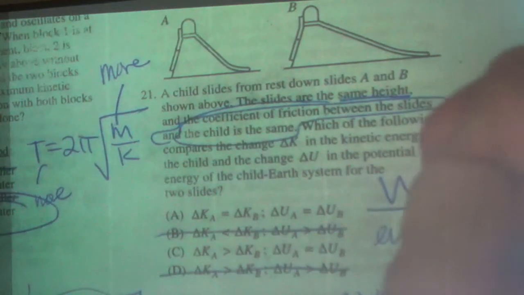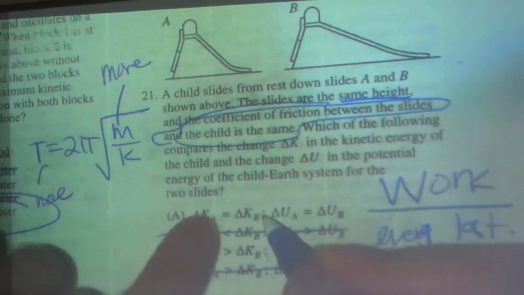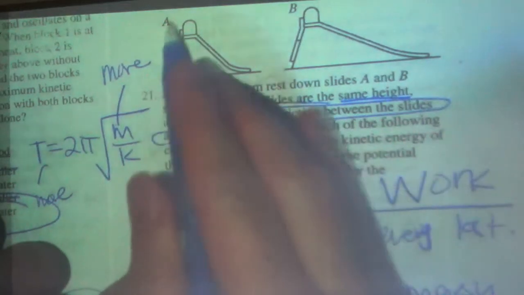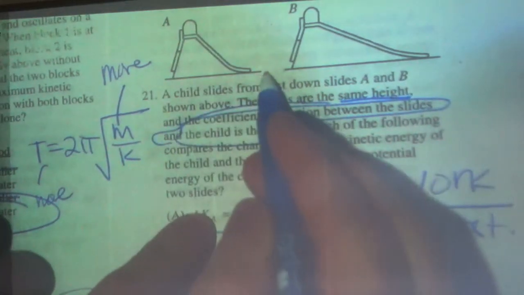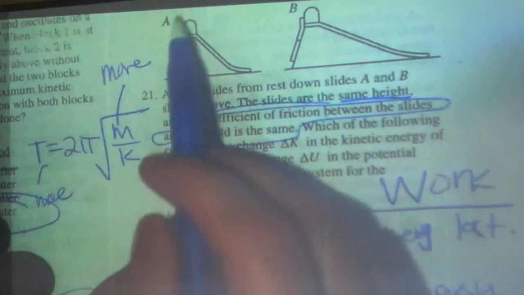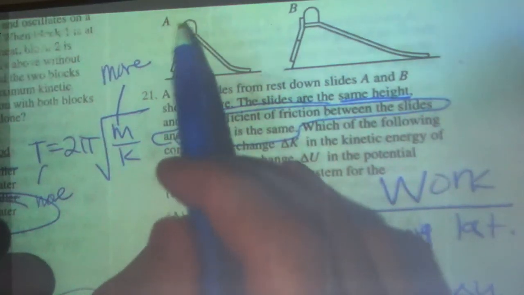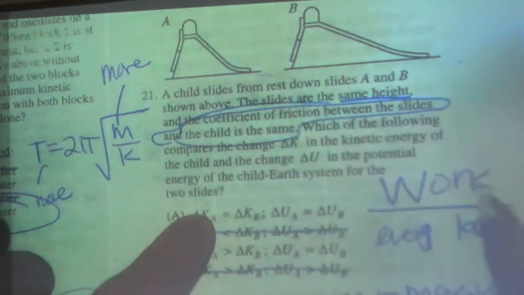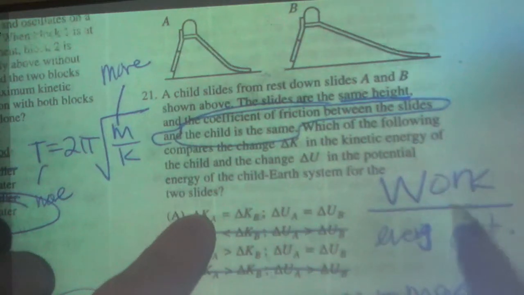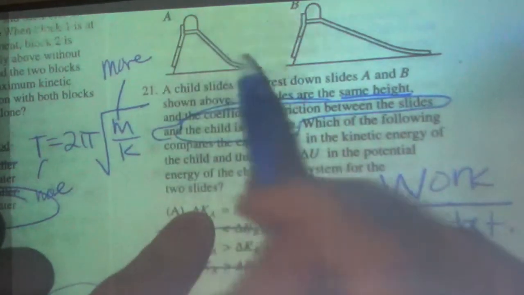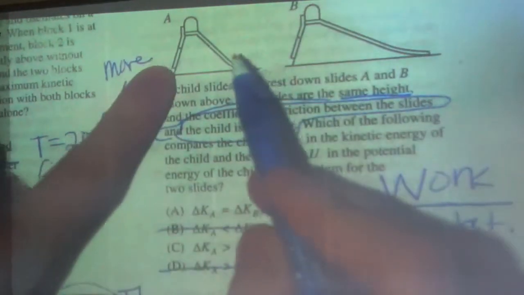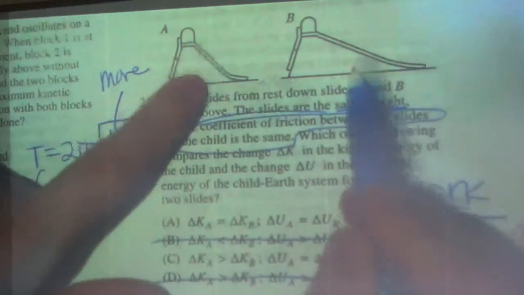And the kinetic energy is not the same. In this case, the amount of kinetic energy that the child has at the end is not the same as the potential energy they started with, because they've lost some of that energy along the slide, since friction is doing work on the system. Okay, so why would they have different work done to them?